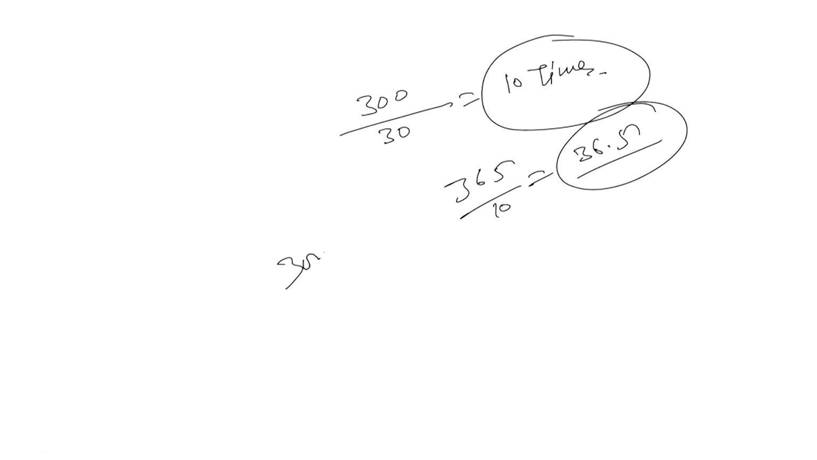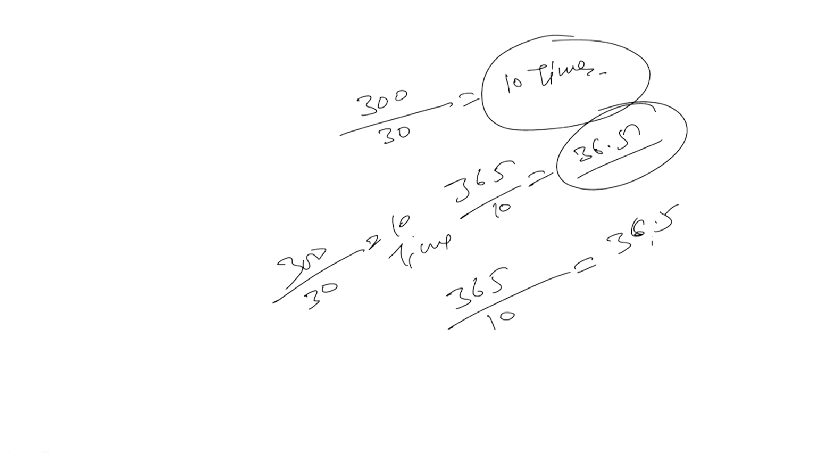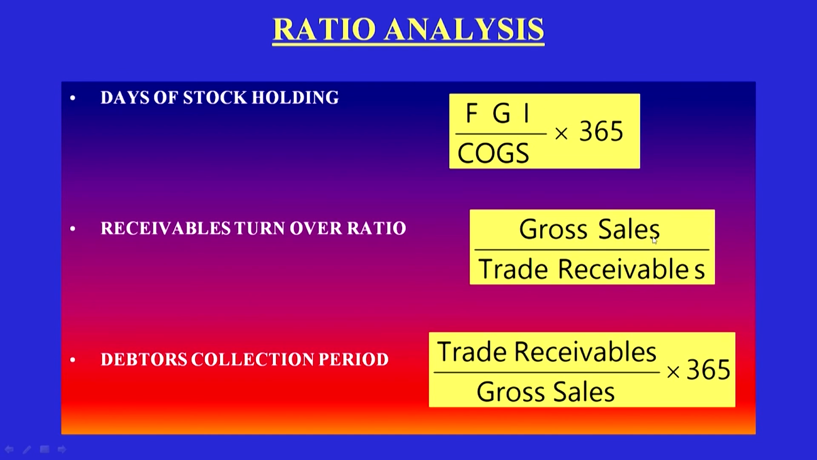So, again we take the gross sales as 300 and the average receivables as 30. So, this ratio is again 10 times, and then you reverse the ratio and divide 365, the number of days in a year, by 10. So, again it is 36.5 days. It means the debtors collection period is trade receivables divided by gross sales, the reverse of the upper ratio, and this period comes out as 36.5 days, or if you take 360 days a year, then 36 days.